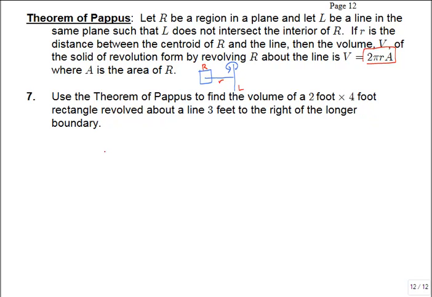So here's an example. Use the theorem of Pappus to find the volume of a 2-foot by 4-foot rectangle revolved about a line 3 feet to the right of the longer boundary. So the first thing that you need to do here is draw yourself a picture and again set up a coordinate system for yourself. So I'm going to draw my axes, and on these axes I'm going to draw a 2-foot by 4-foot rectangle, and you can place it wherever you like. I'm just going to position it like this. So this is 2 and this is 4.